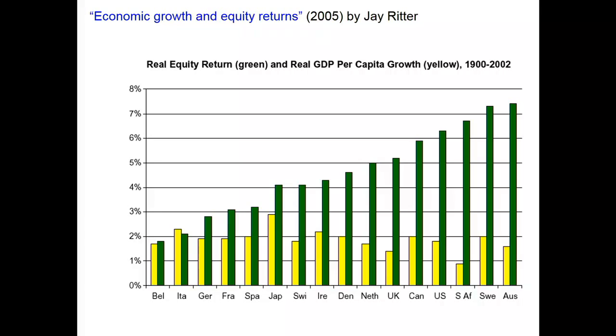So if you look across these countries, Belgium, Italy, Germany, France, Spain, Japan, Switzerland, Ireland, Denmark, Netherlands, UK, Canada, US, South Africa, Sweden, Australia, you see that the highest performer over that 100-year period in terms of economic growth is Japan. But Japan is below average or below the median in the stock market.